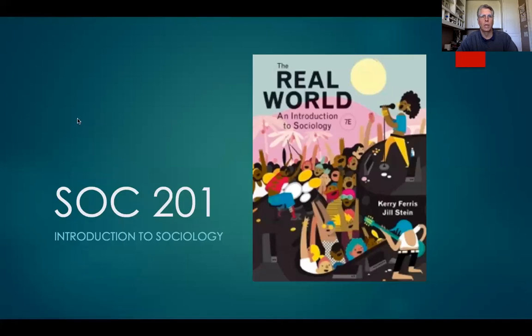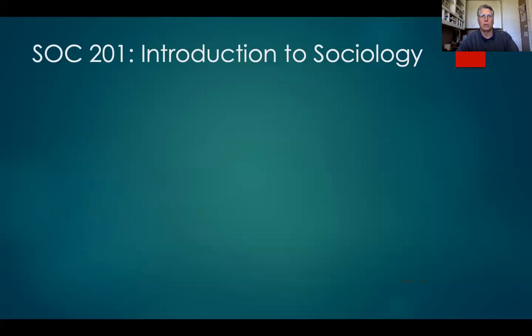Okay, so this is SOC 201, Introduction to Sociology, and this is a picture of the cover of the book. There are some options to this, but this is the current bookstore book that you can find in the bookstore or order online. So this is an Introduction to Sociology. It is introductory, right? It will cover a lot of different concepts and theories.